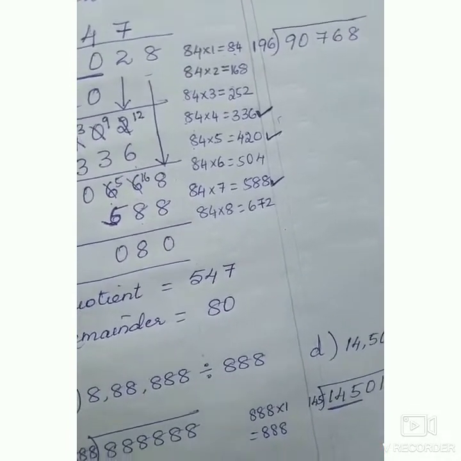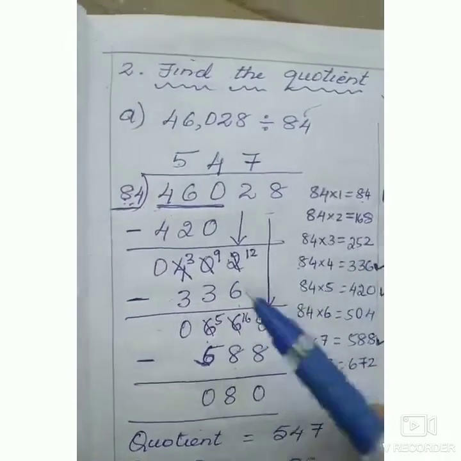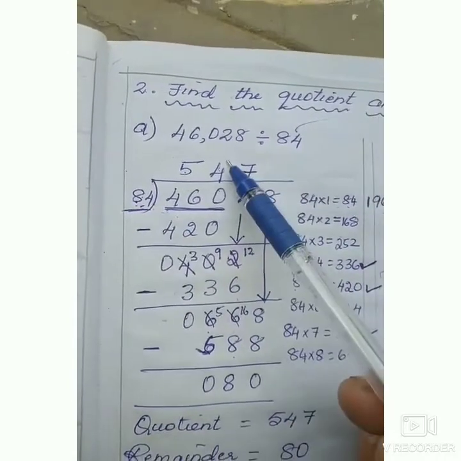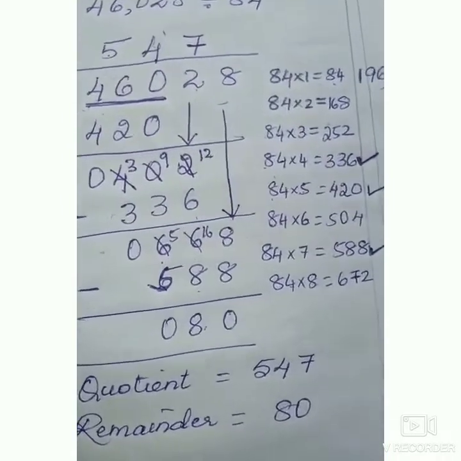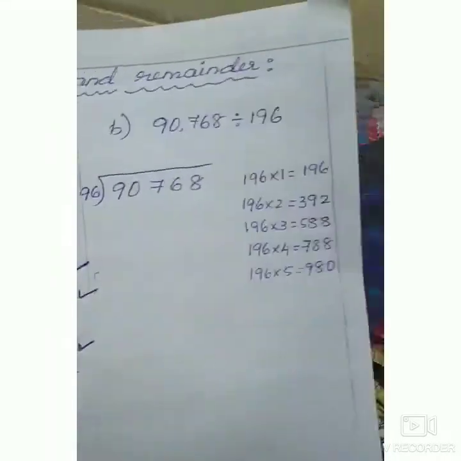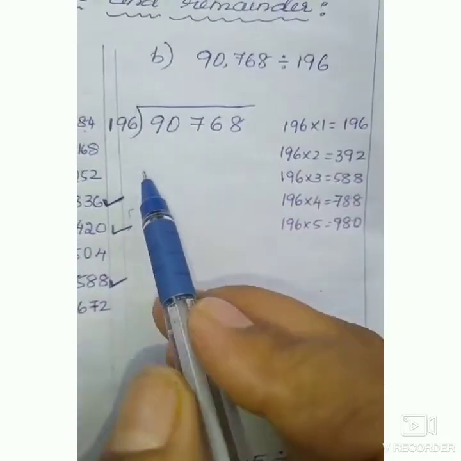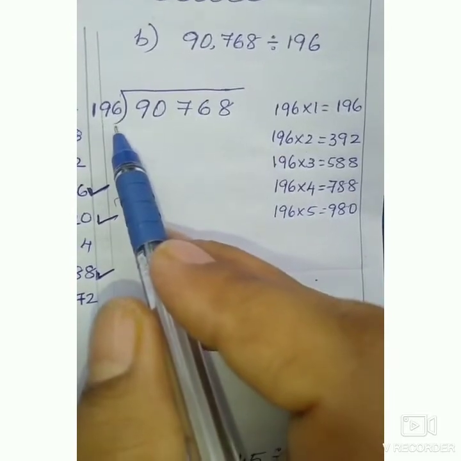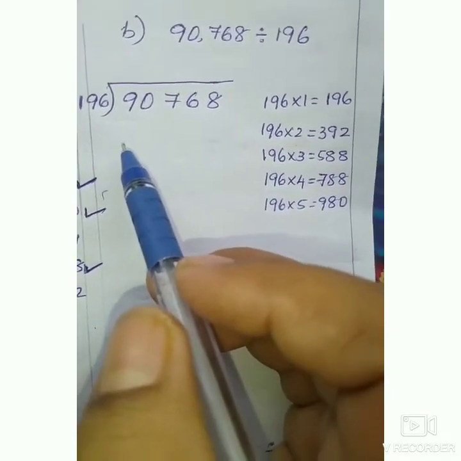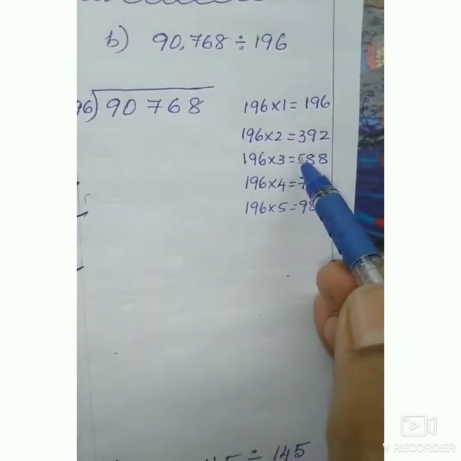You can check your answer also, children, if you want. If you multiply the divisor into quotient plus the remainder, you get the dividend. Okay, children. Next sum is again a larger number. 9,768 divided by 196. So you can write multiply and write the tables.